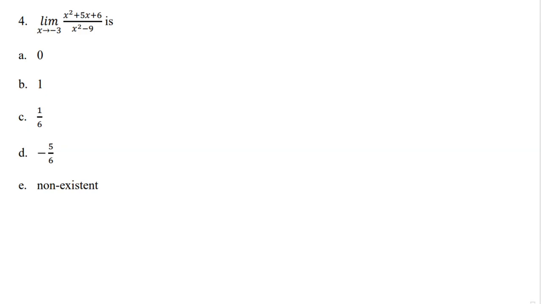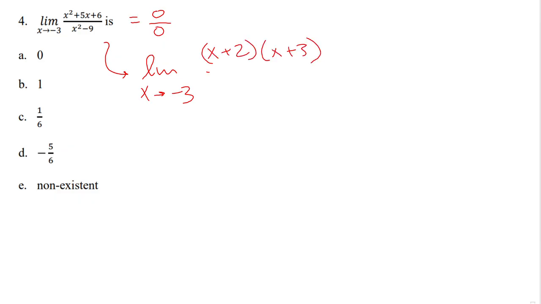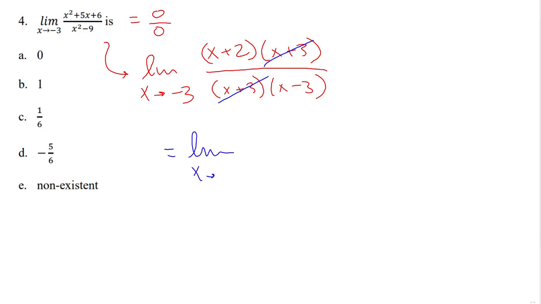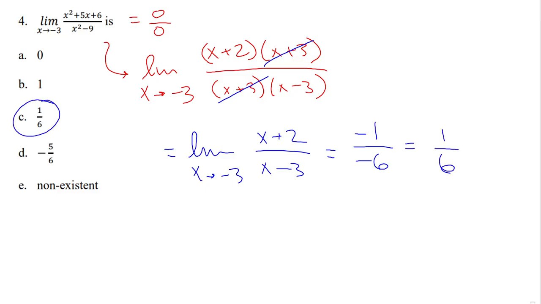All right, for this next one, we would note that when we plug in -3, we get 0 over 0. And so what we'll do is we'll just try and factor this. The limit as x approaches -3 of x plus 2 times x plus 3 over x plus 3 times x minus 3, right? Using a difference of squares in the denominator. The x plus 3's will cancel, giving us a limit as x approaches -3 of x plus 2 over x minus 3. Well, -3 plus 2 is just -1, and -3 minus 3 is -6. So we end up getting 1/6.